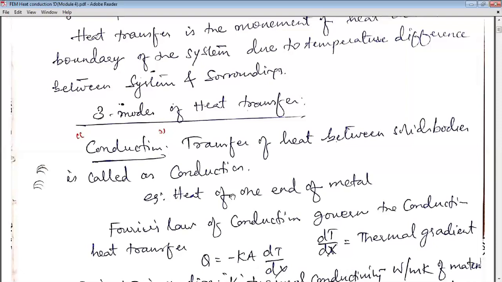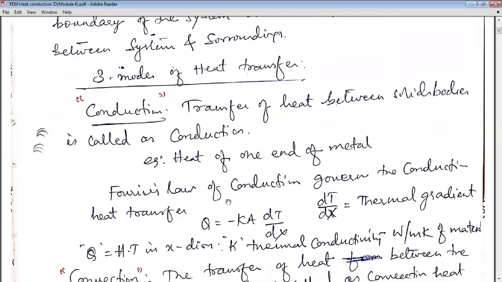So in solid bodies, you will be observing this heat transfer. Pipes or anything subjected to heat, the heat flows from one point to another point. Fourier's law of conduction governs conduction heat transfer. You are aware of this equation, the Fourier law of conduction: Q equals minus K A dT by dx. dT by dx is the temperature gradient, as we call it. K is the thermal conductivity of the material through which the heat flows.